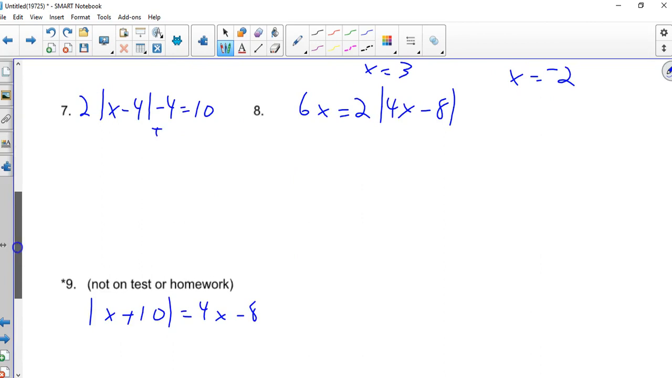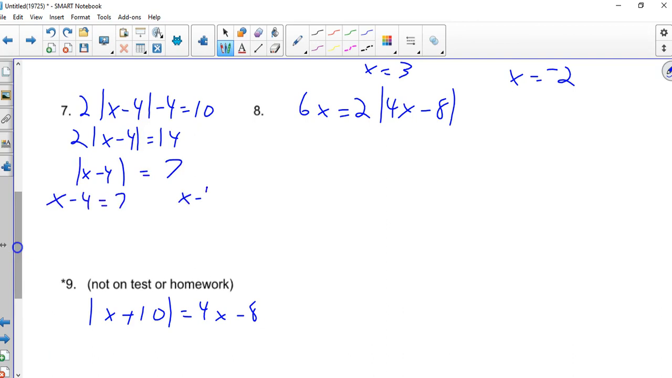Okay, number 7. First thing we're going to do is get rid of the 4. So I have 2 absolute value x minus 4 equals 10. Add 4 to both sides, 10 plus 4 is 14. Divide by 2, absolute value of x minus 4 equals, both sides, 7. Now I split it up. x minus 4 equals 7, and x minus 4 equals negative 7.